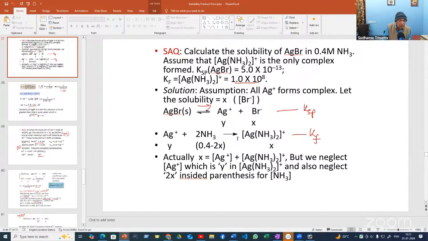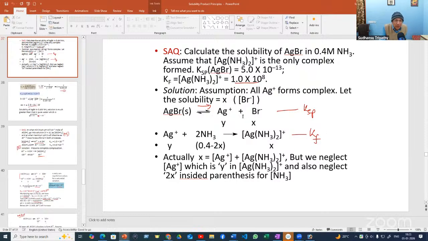The assumption that you have to make is that whatever silver ion is formed, all silver ion goes to form the diamminesilver complex. All. That is the assumption. That doesn't mean that it's zero. You think that it is zero, but it is not zero, it is non-zero. That we will find out. Why? Because the formation constant is so high, this second reaction is almost irreversible.